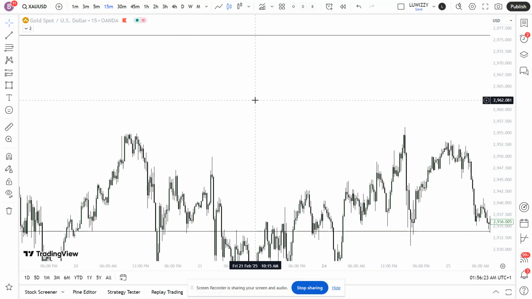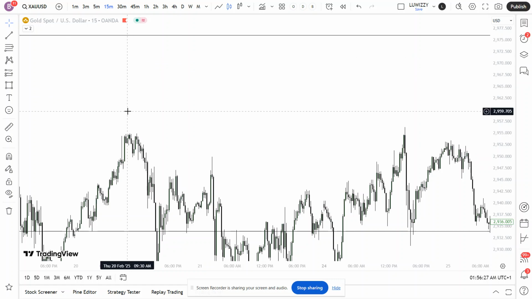Then I have to use my 15-minute cycle level in order to refine my sniper entry, because this cycle level helps me get sniper entry. If you watch most of my trades, sniper entry, it's with the help of this cycle level.